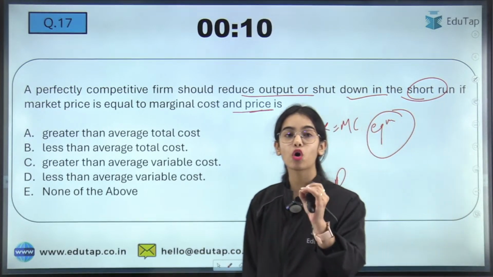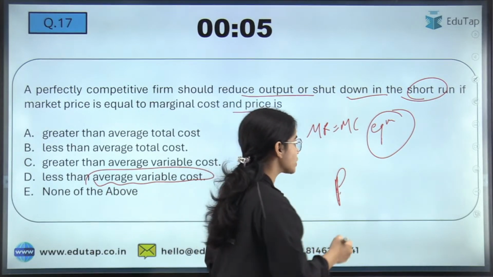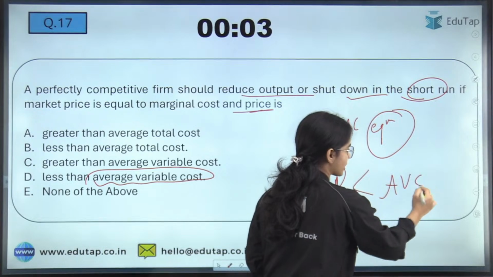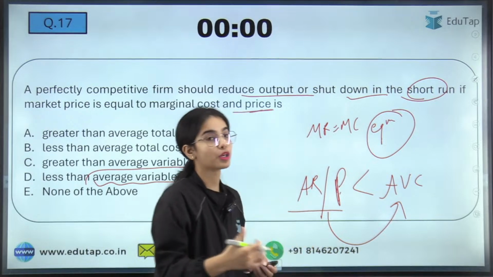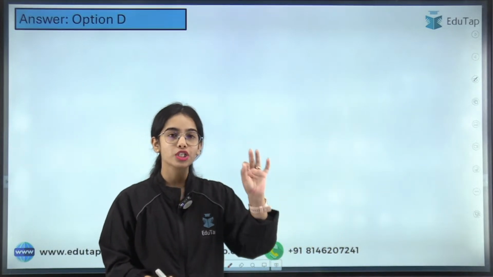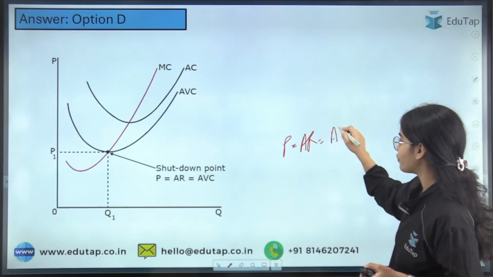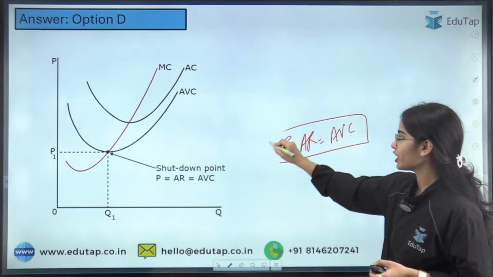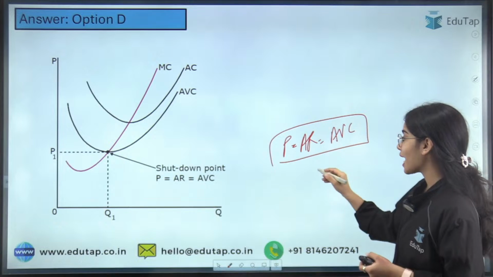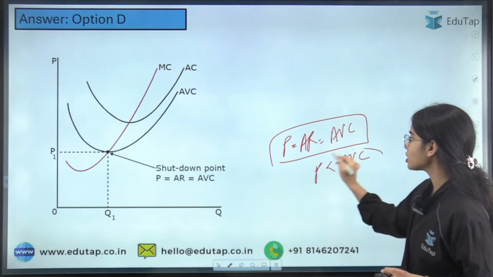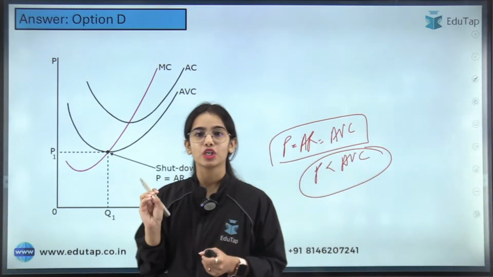If your price is not able to cover your average variable cost, then you will have to shut down. So if the price goes below the average variable cost, that means your price or your average revenue is not able to cover your average variable cost, then you will have to shut down. So the shutdown point is when your price, that is your average revenue, is equal to average variable cost, and this is where you have to decide whether you want to shut down or not. But as soon as the price goes below the average variable cost, you have to shut down, even if you are at the equilibrium. So that is the idea.